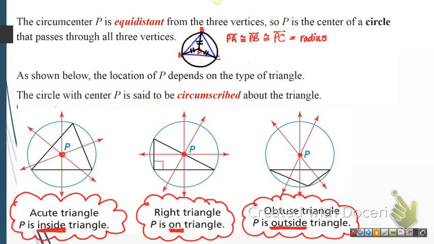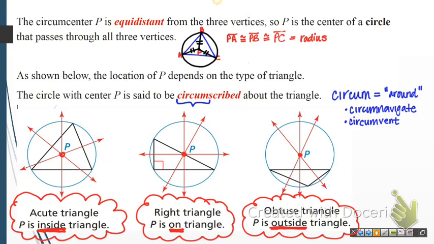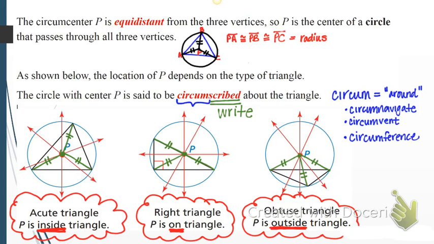And again, P is the center of the circle that goes around the triangle and has all three vertices of the triangle falling on the circle. The word circum, as a prefix, means to go around. Think of all the words that start with circum, like circumnavigate, which means go around the world. Circumvent means to go around a topic that someone's talking about, like in a discussion. Circumference means to measure around. And then, of course, scribe means to write. So we're writing or drawing the circle around the triangle.